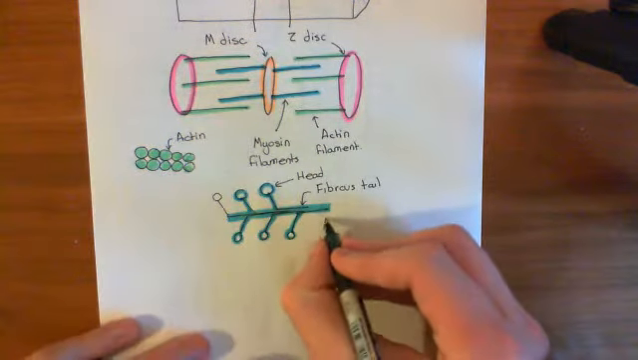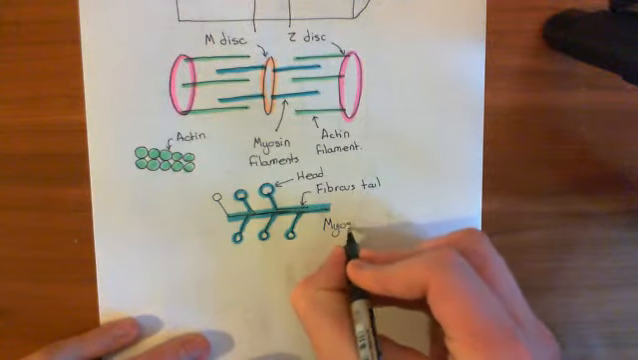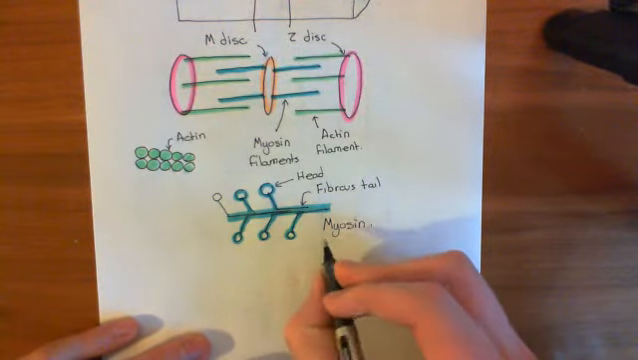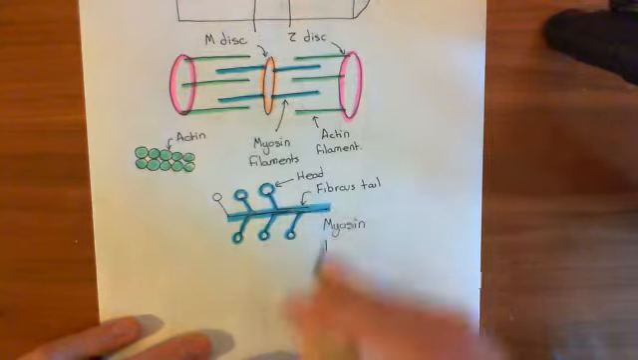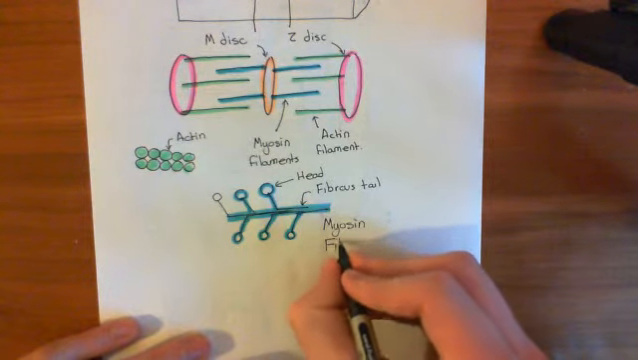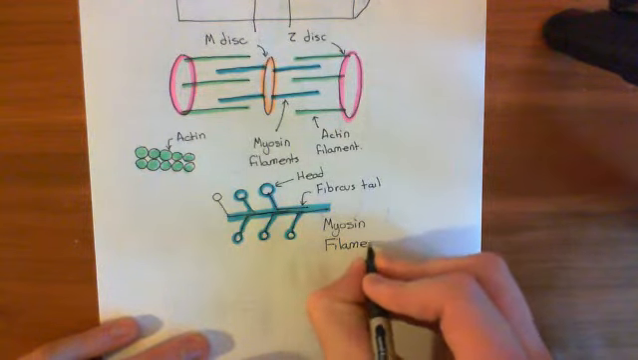So this is a myosin filament. And I think this pen's starting to go. No, it doesn't look as though it is. For myosin filament. Okay, right.